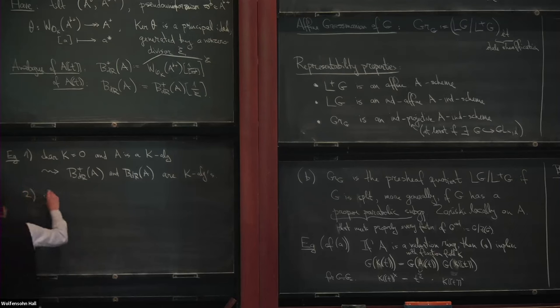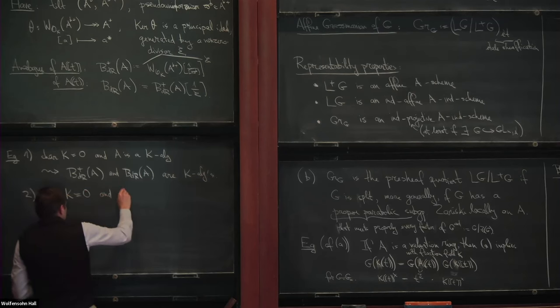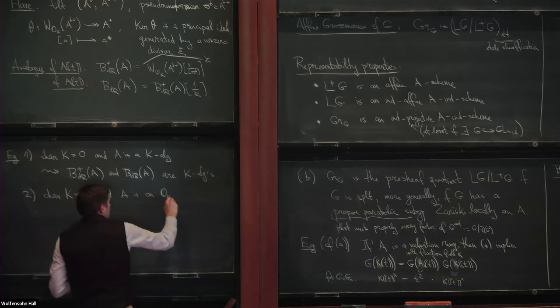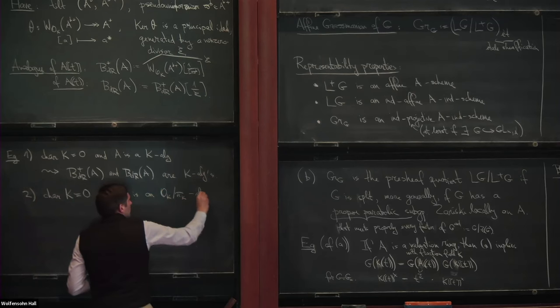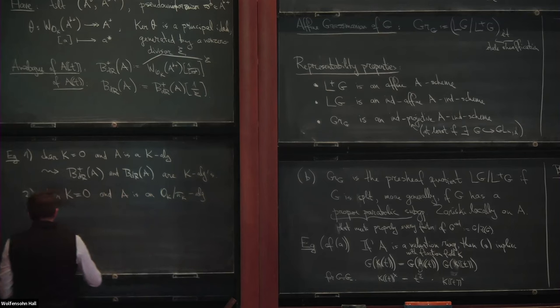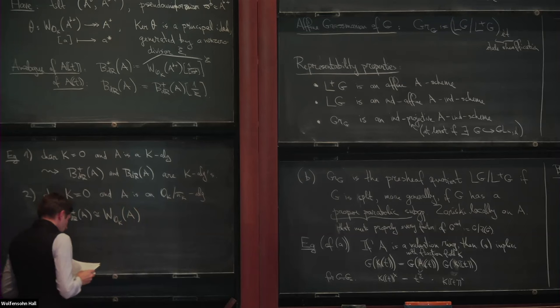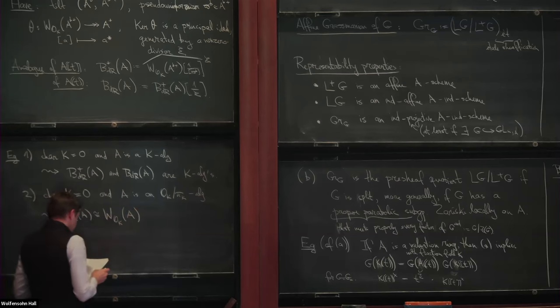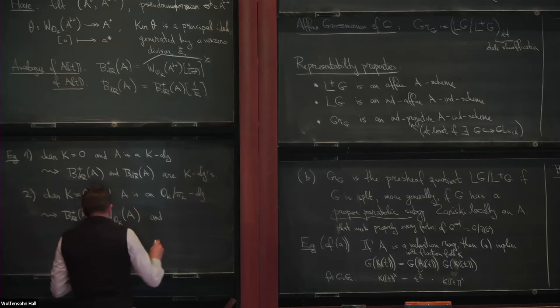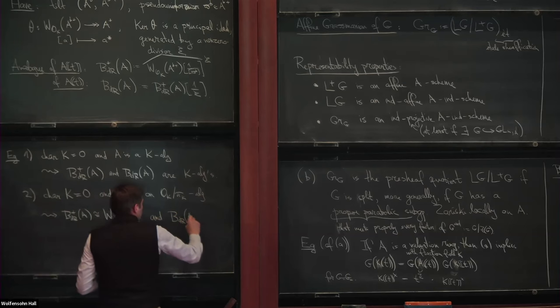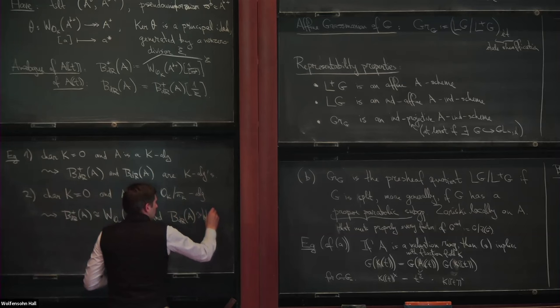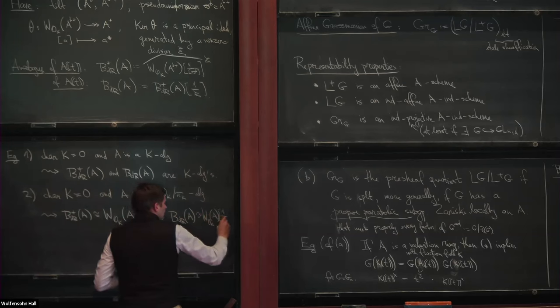On the other hand, the next case is if the characteristic of K is still zero, but now A is of positive characteristic, so an algebra over the residue field O_K modulo pi. Then B_dR^+ of A is just these Witt vectors, and nothing more is happening with Witt vectors of A rather than A^+, and B_dR of A is Witt vectors with a uniformizer inverted, or p inverted.